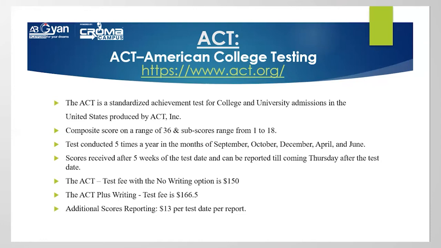For ACT, there is also a writing option, but it is not banned. If you are opting for the writing option because some university requires a subject test, then you can go for it. And some universities require general ACT scores, so you can go for the non-writing option. For the non-writing option, the fee is $150, and if you take the writing option also, then the fee will be $166. This fee can vary; it can be changed.